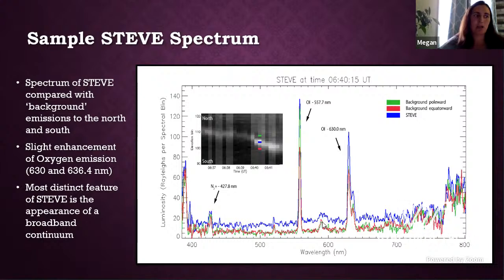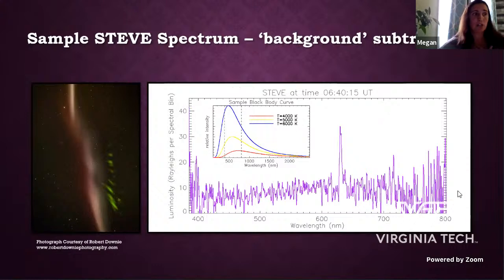So if you see this gap here, it's a continuum emission, which is basically an elevation above the background at all wavelengths. So it resembles closely sort of a broadband continuum, if you will. Now, to get a clearer view, in the next slide we actually subtract off the background that we say is airglow and whatnot, and we actually see just the spectrum of Steve.